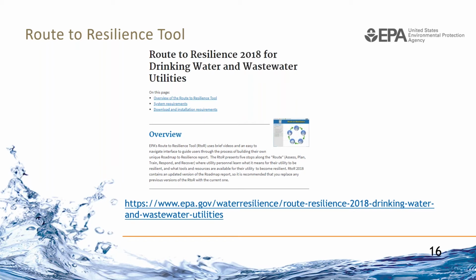It uses brief videos and a really easy to navigate interface that guides users through the process of building their own unique roadmap to resilience report, because each utility is unique. And this Route to Resilience report presents 5 steps along the way, which are the 5 that we just went over: assess, plan, train, respond, and recover, where utility personnel learn what it means for a water utility to be resilient and what tools and resources are available to help in this goal of becoming more resilient.